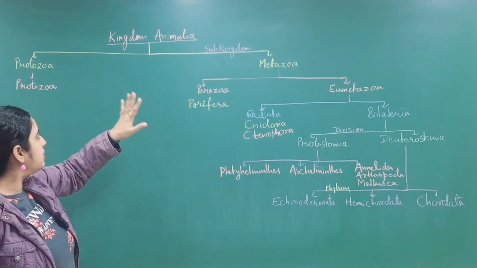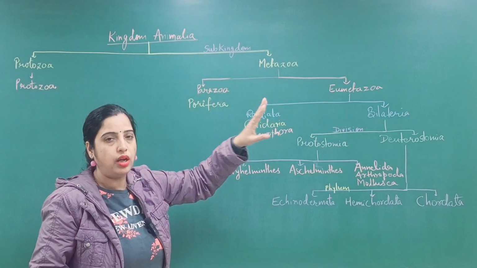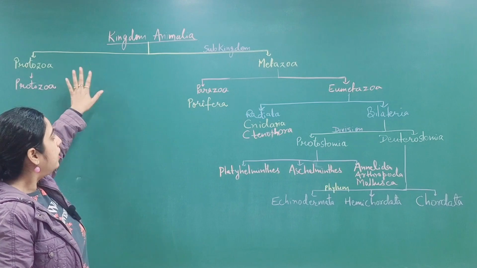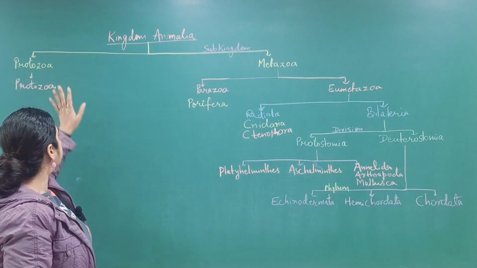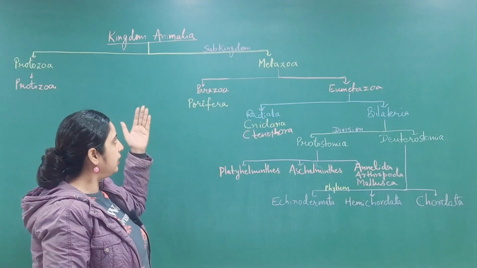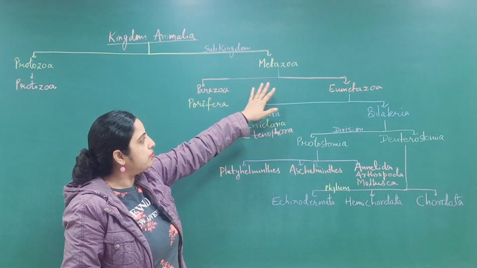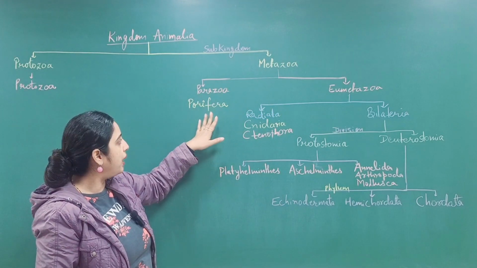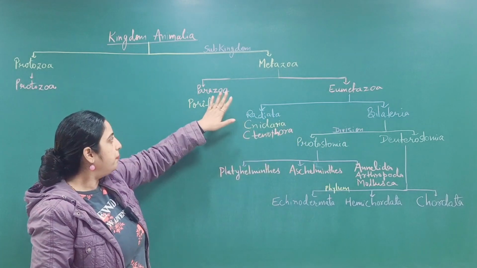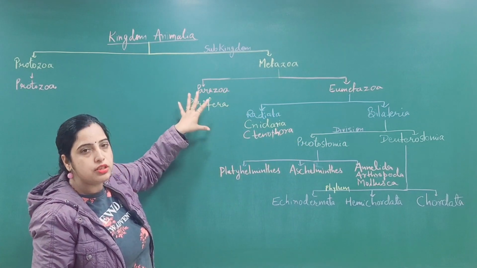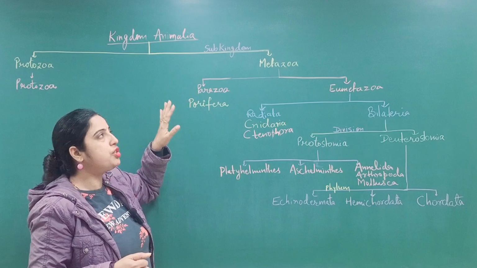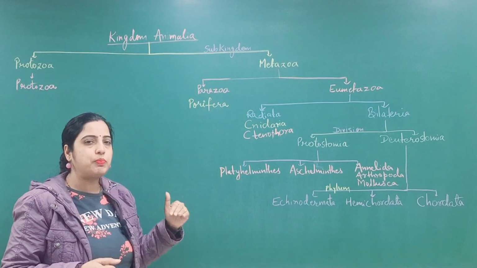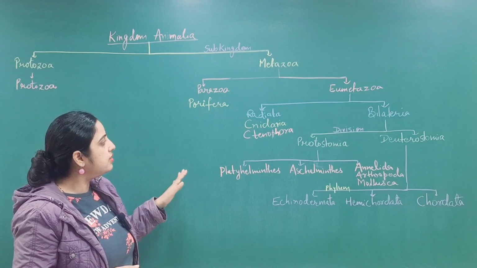So the broader classification is protozoa and metazoa. You have studied protozoa in kingdom Protista. In the earlier classification it was in kingdom Animalia. Then we come to study the metazoa, which is further classified into parazoa and eumetazoa. Parazoa is the first phylum which we officially study under kingdom Animalia, that is Porifera. I will be explaining each of them in detail.